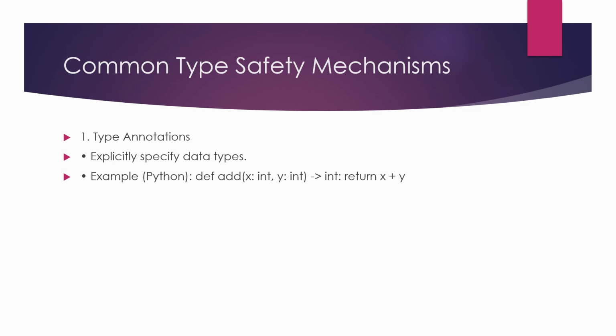There are several mechanisms to maintain type safety in programming languages. One of the most common is type annotations. Type annotations allow you to explicitly define the data types of variables or function parameters. In Python, for example, you can annotate the types of function arguments to make the code easier to understand and debug.